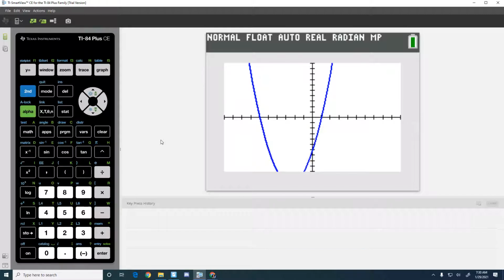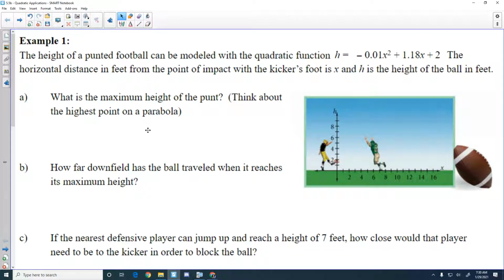And so I've got two problems for you that are really broken down on this sheet right here. And so we're going to take a look at this. And here's the idea that's going on. You got a guy kicking a football.